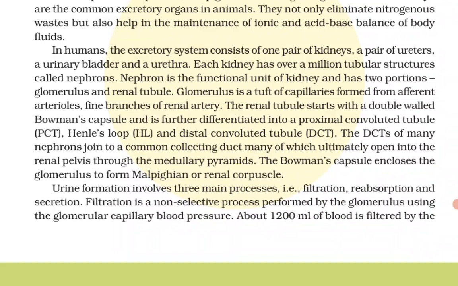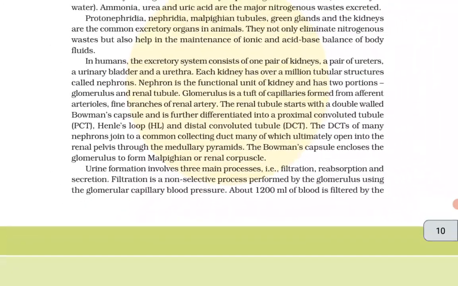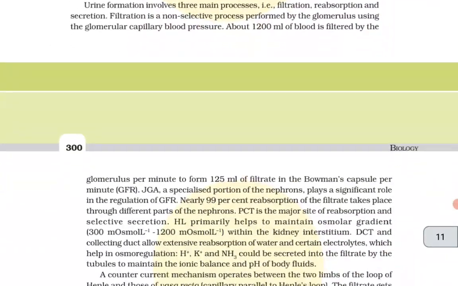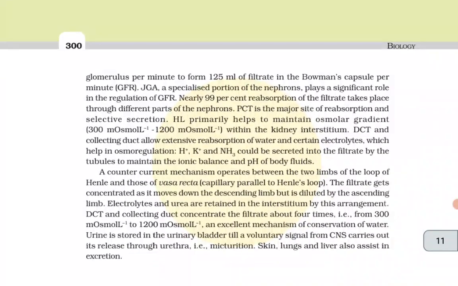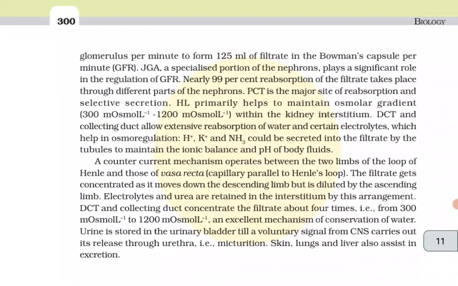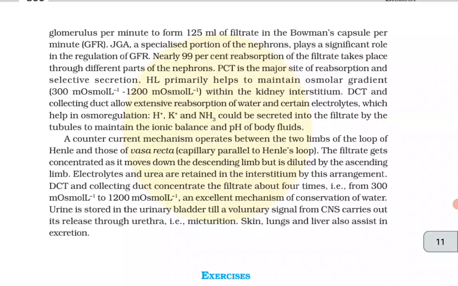Urine formation involves three main processes, that is filtration, reabsorption and secretion. Filtration is a non-selective process performed by the glomerulus using the glomerular capillary blood pressure. About 1200 ml of the blood is filtered by the glomerulus per minute to form 125 ml of the filtrate in the Bowman's capsule per minute, GFR. JGA, a specialized portion of the nephrons, plays a significant role in the regulation of GFR.